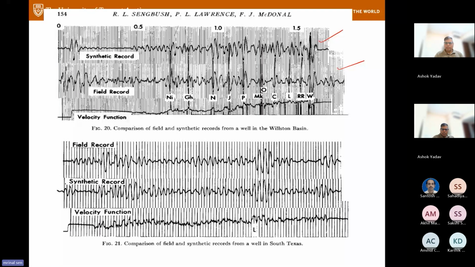Now we take this for granted, right? Oh, we just put in some interfaces, convolve it, and I have the synthetic seismograms. So imagine this was a major breakthrough in that we could actually generate synthetic seismograms and compare it against real observation and talk about what the subsurface reflectivity should look like. Okay, so this is your field record, and this is your synthetic record, and that's your velocity function.